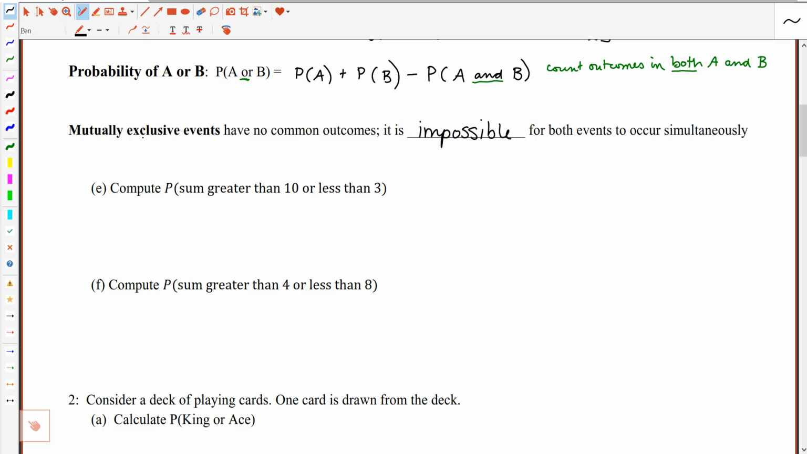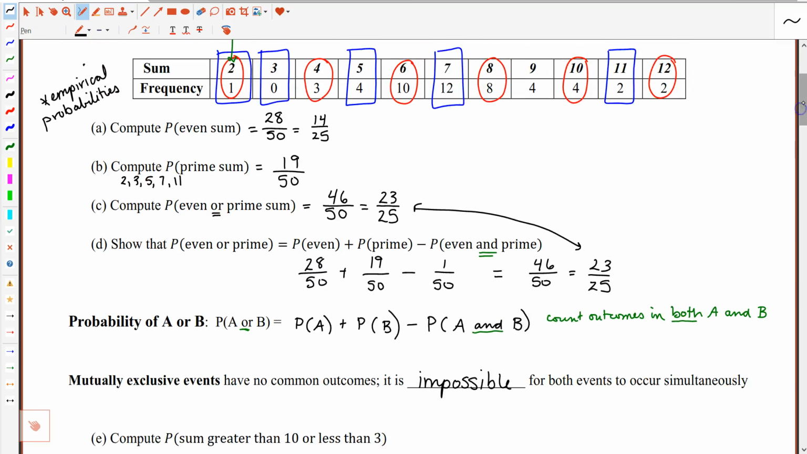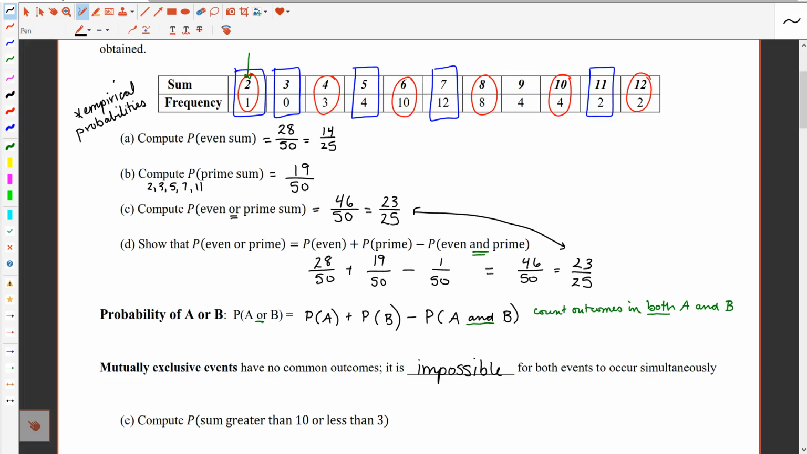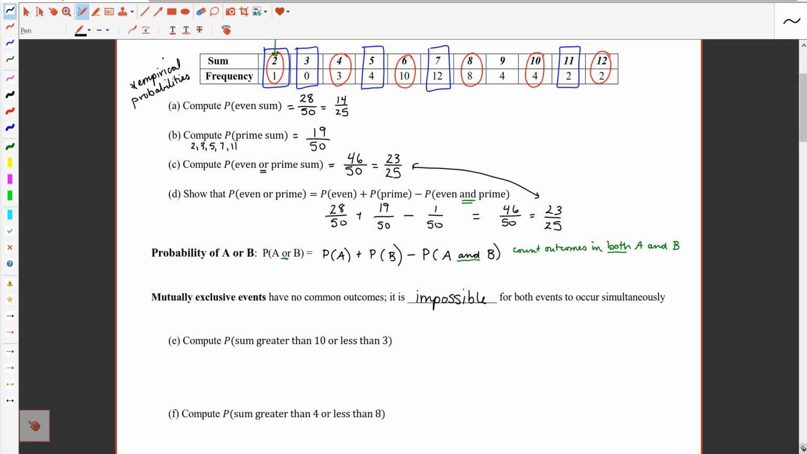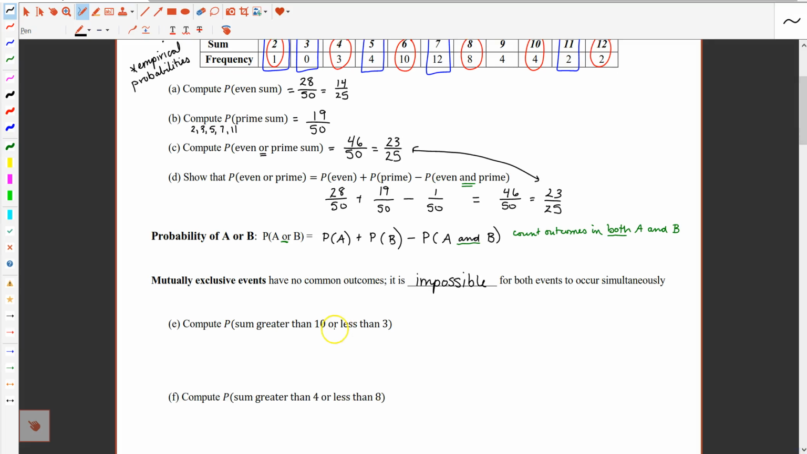Let's compute the probability that the sum is greater than 10 or less than 3. We're going to do this using this table up here. I'm going to zoom out a little bit so we can see this table and this prompt. Because this one involves the word "or," if the sum is greater than 10, I want to count it and then count the associated frequencies to build my probability. Or if the sum is less than 3, I want to count it as well.